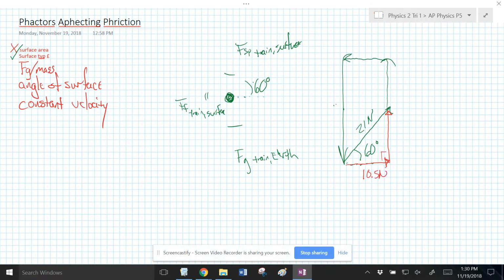10.5 newtons. And then this is 10.5 root 3. Okay, so the smoosh poosh is less by 10.5 root 3 newtons. But the friction now is 10.5. When I pulled straight on, it was 15 newtons. But now that we're pulling at an upward angle and reducing the smoosh poosh, now the friction is only 10.5 newtons.